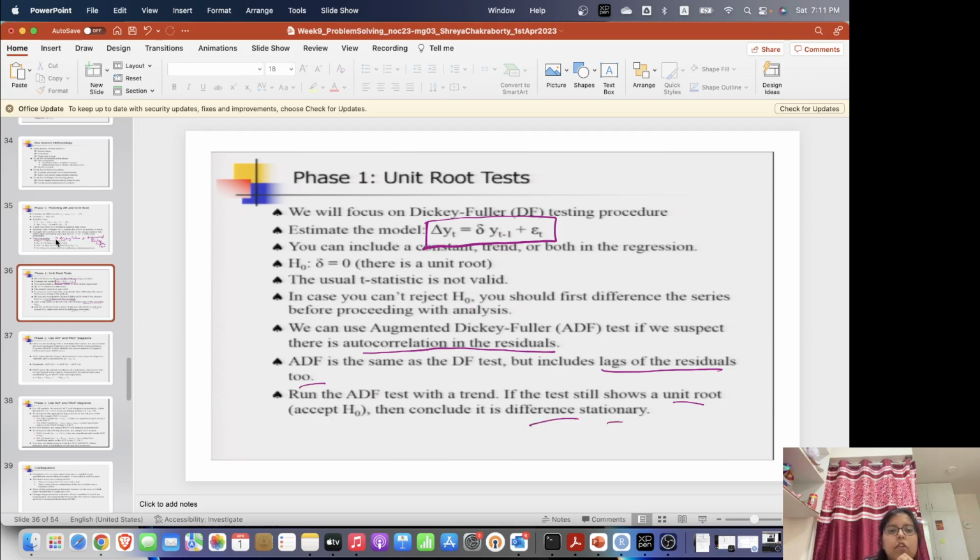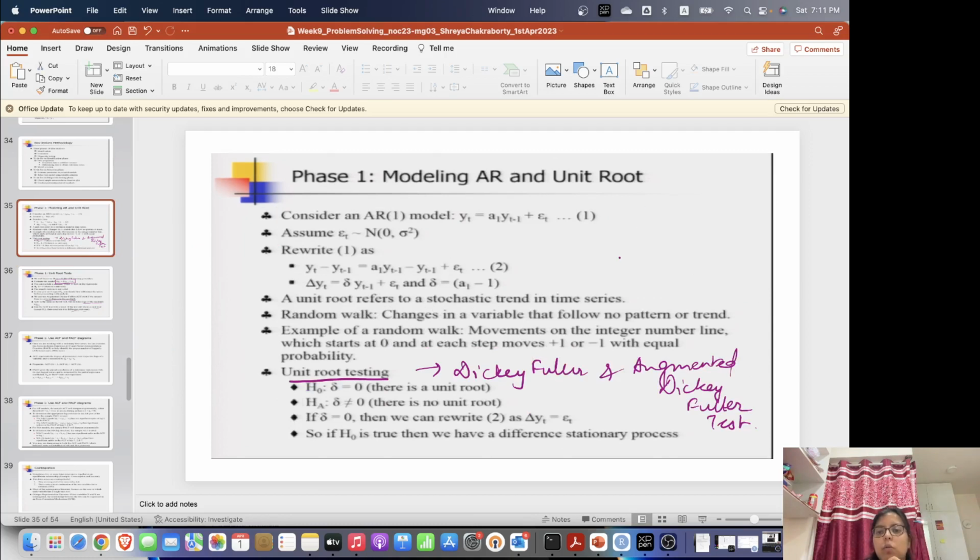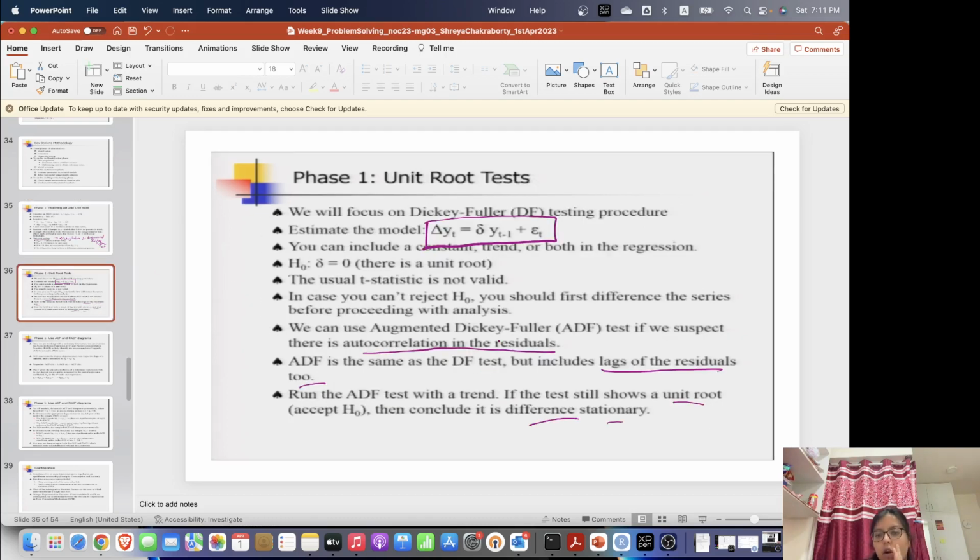So if you are asked what are the tests in time series modeling to check whether there exists any unit root or not, then the answer will be the Dickey-Fuller and the augmented Dickey-Fuller test, the difference being that in the augmented Dickey-Fuller test we also include the lags of residuals.